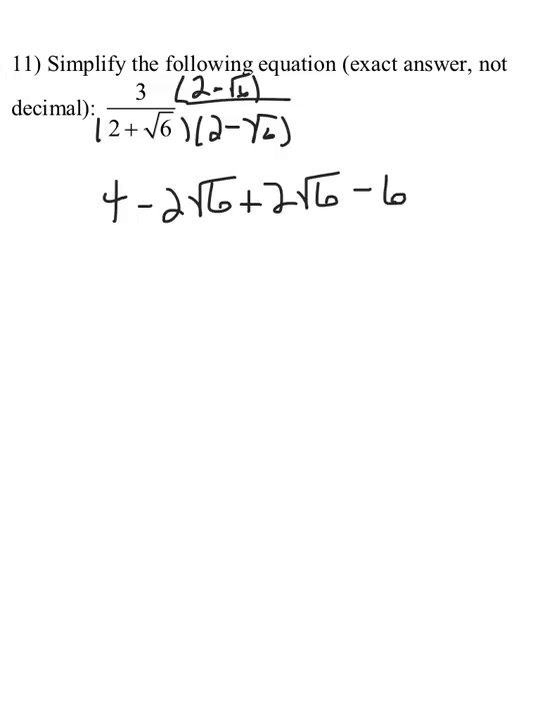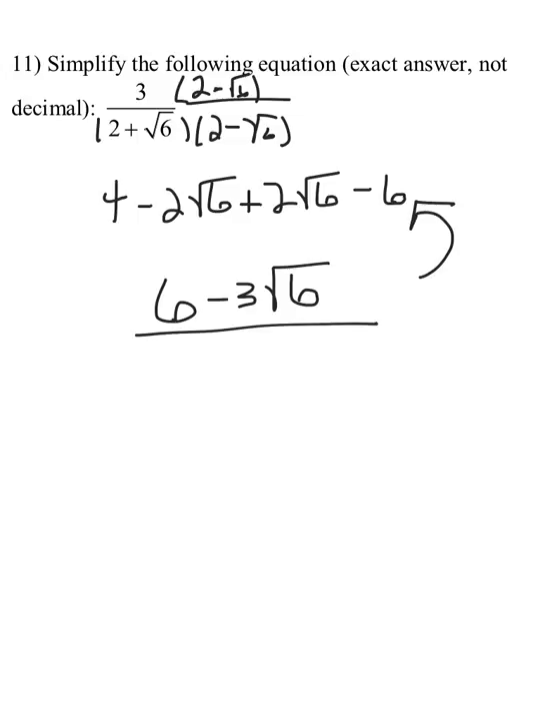Okay. So now that's going to be our denominator. Our numerator is going to be 3 times 2, which is 6, minus 3 root 6. And our denominator now is going to be this stuff right here. So 4 minus 6 is negative 2. And the negative 2 root 6 plus 2 root 6, well, those just cancel out. So we're just left with this negative 2 in the denominator.